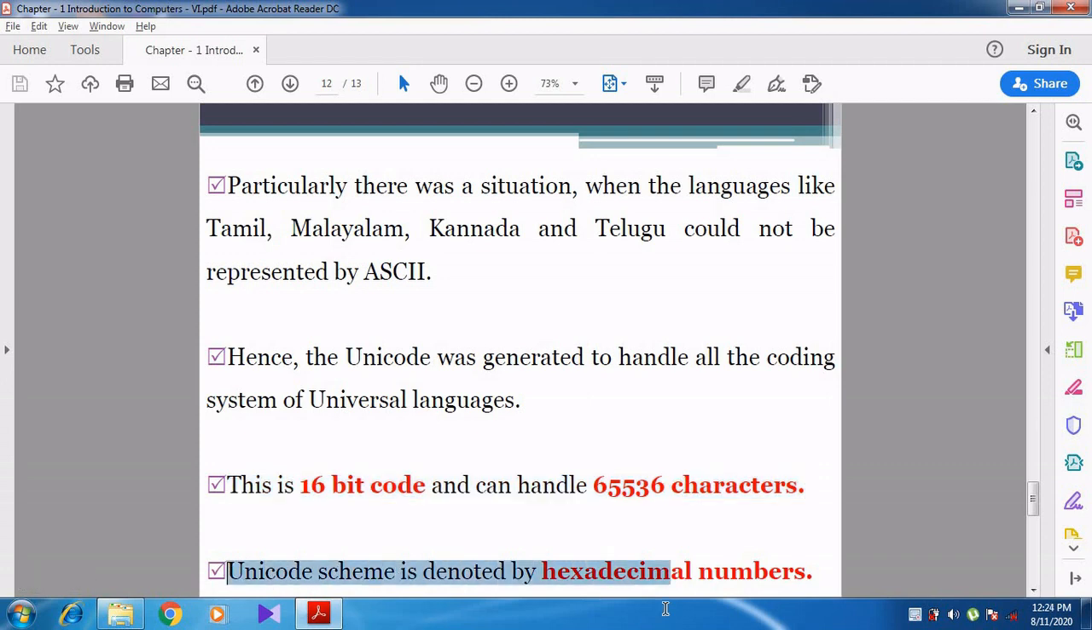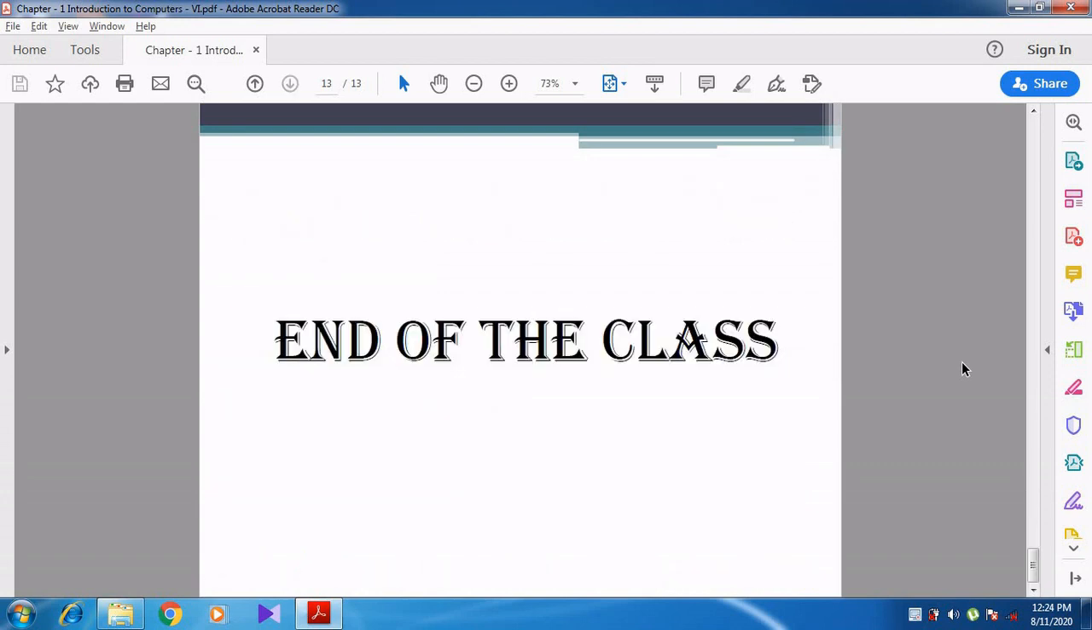Then the Unicode scheme is denoted by hexadecimal numbers, because it is a 16-bit code. We know very well what the base of a hexadecimal number is. The base of a hexadecimal number is 16. So whenever we are following the 16-bit code, the Unicode can be denoted by hexadecimal numbers. Right? I think you might have understood these encoding systems. So let's end the class. Thank you, students.